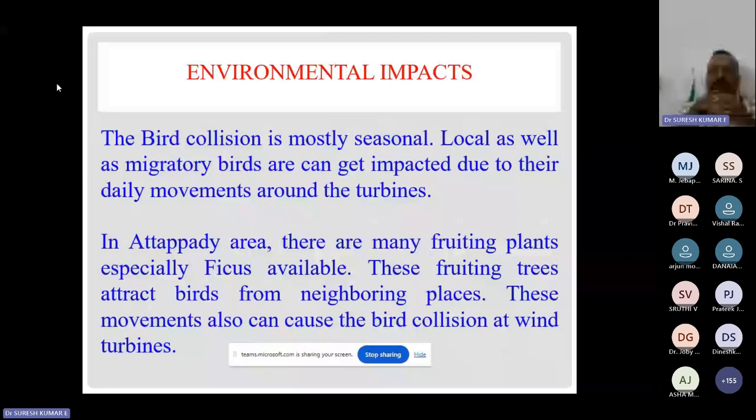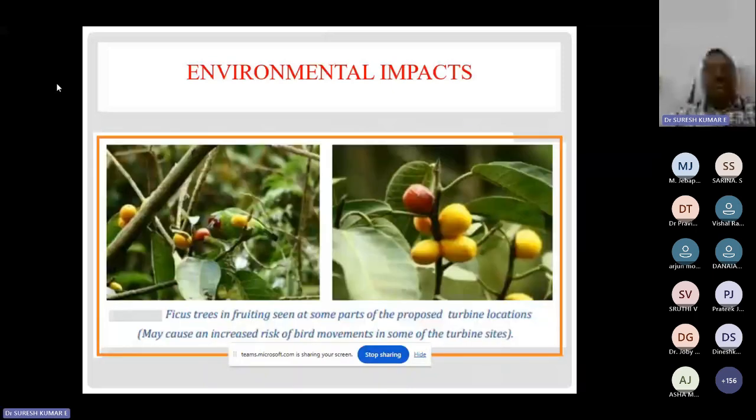And we cannot avoid those fruiting plants. So these fruiting trees attract birds from neighboring places also. These movements can also cause bird collisions at wind turbines, and especially in Attapadi it means a rare species. But we have no other way. We can't commission in Cochin City or Trichur or Trivandrum. These are ficus trees. So naturally, the birds will be attracted there and may cause an increased risk of bird movements in some of the turbine sites. This is the reality.